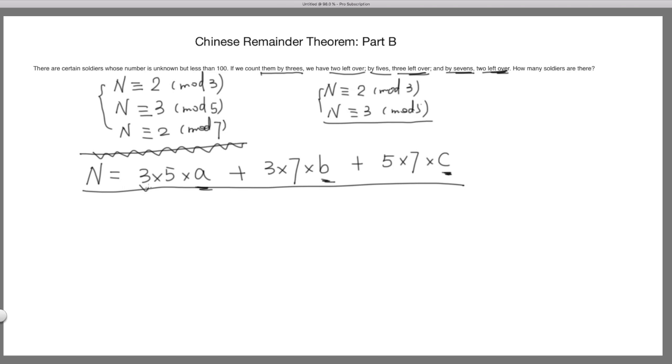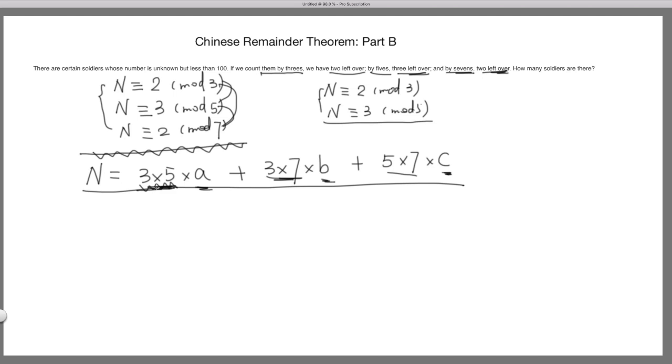And those coefficients are basically just the pairwise product of the numbers that we are dividing by. 3, 5, that's the first pair as the first equation, the first coefficient, and 3 times 7, and 5 times 7, which is the last 2 divisors. Okay, why do we want to do it that way?